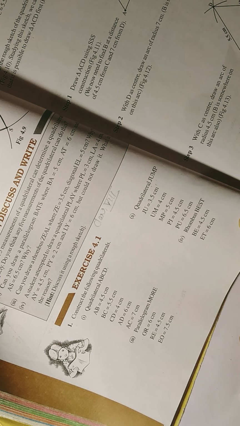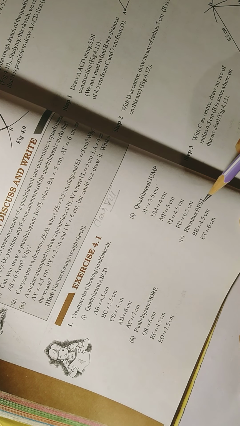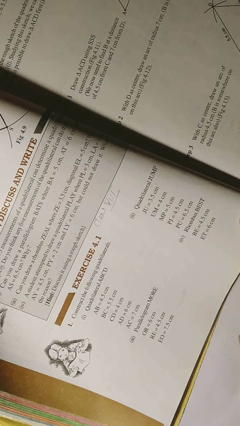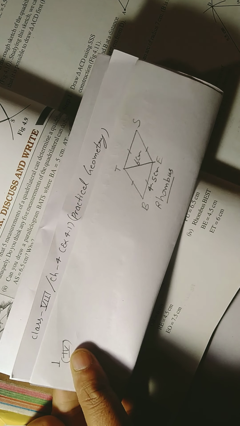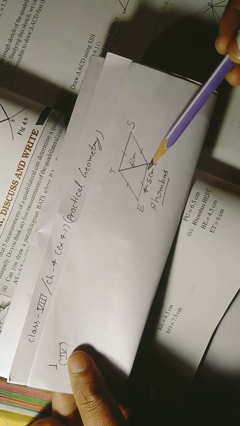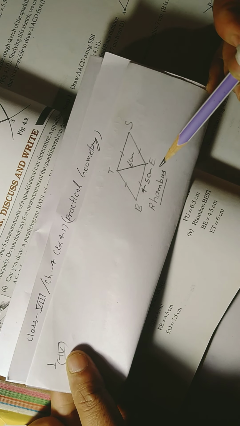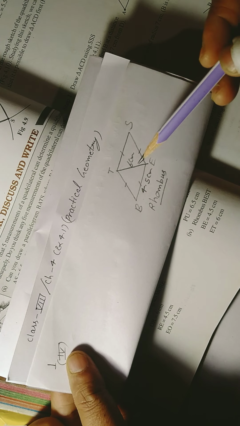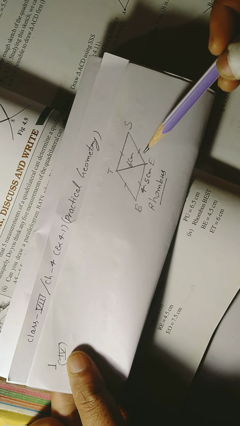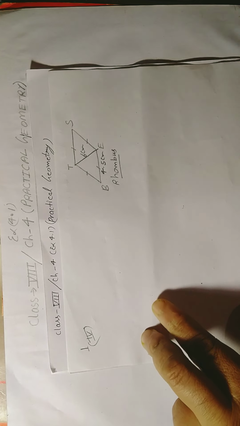Okay students, now we discuss its fourth part. In the fourth part we have to draw a rhombus BEST in which BE is 4.5 centimeter and ET is 6 centimeter. So firstly we draw its rough figure BEST, in which BE equals 4.5 centimeter and ET equals 6 centimeter. And in a rhombus we know that all sides are equal, so all its sides are 4.5 centimeter.